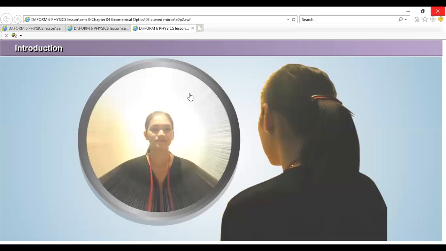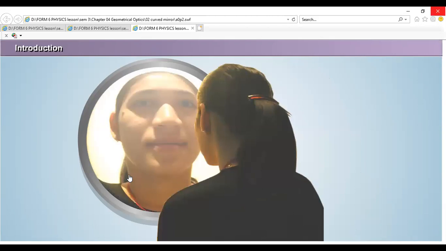Introduction. Next, there is another type of mirror. Ladies and gentlemen, please look at the mirror. This is a makeup mirror. So what is the type of mirror used? Is it a plane mirror? When the girl goes nearer, the image becomes bigger. So that means there is a change in the size of the image. Sure, this will be a curved mirror.